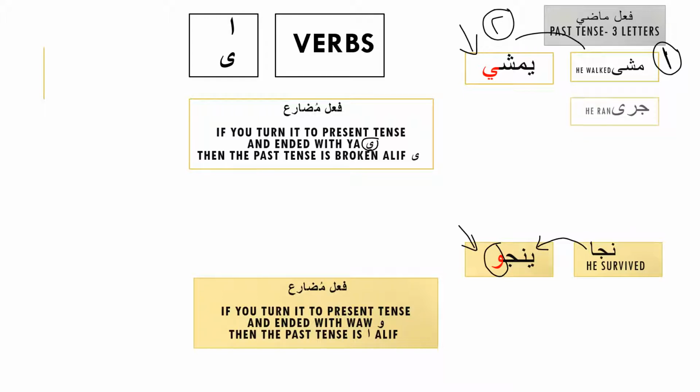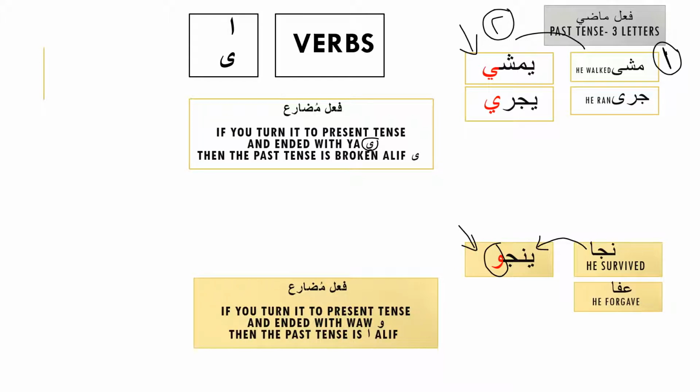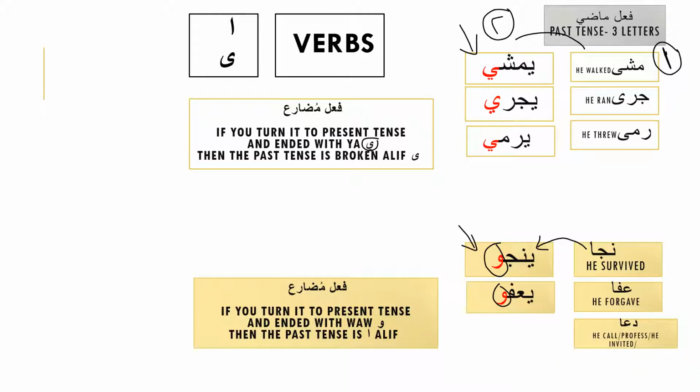Let's do more examples. Jara. Let's turn it to present tense: yajri. The present tense ends with ya, then the past tense is broken alif. Afa. Ya'fu. Look at the waw, then it's what? It's alif. Rama. Make it present tense: yarmi. If it ends with ya, then the past tense is broken alif. Da'a. Yad'u. Again, waw. Endings are so important.